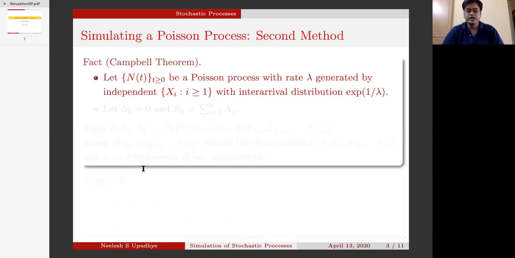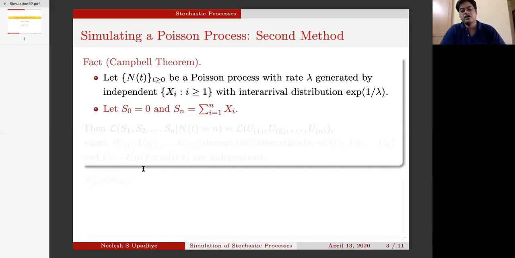Campbell's theorem. As I have already mentioned, if you have a Poisson process and you want to consider the joint arrival distribution of this Poisson process, we already know that the inter-arrival distribution is exponential with mean 1 by lambda, and the Xi's are the random variables that represent the ith inter-arrival time. Then we have seen that S0 was 0 and Sn is the summation over i equal to 1 to n of Xi. These are the arrival times of a Poisson process.